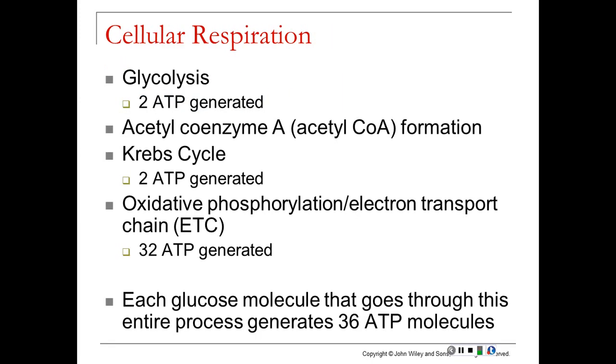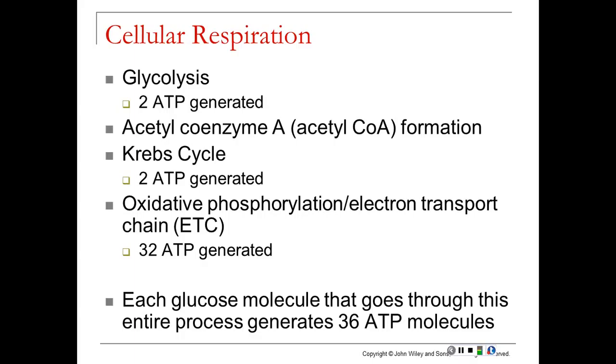So let's talk about cellular respiration. The first process in cellular respiration is glycolysis. It's going to generate 2 ATP. Glycolysis is when that molecule of glucose is broken down into 2 molecules of pyruvate. Acetyl coenzyme A, also called acetyl-CoA, is formed, and then the Krebs cycle is performed.